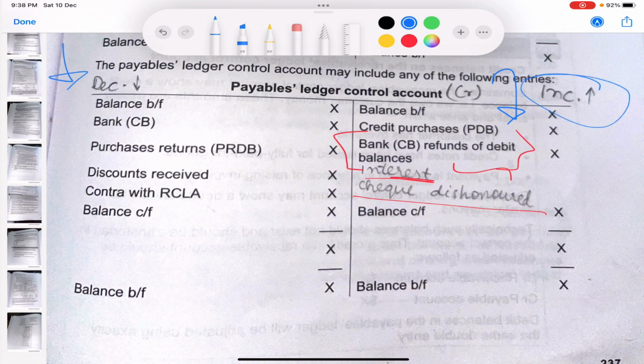Now let's see the debit side, bank. So what is bank? Whenever I'm paying away my payables, the money will go out from my bank, right? Money will go out from my bank, payables gets debited. So this is when the payment has been made.